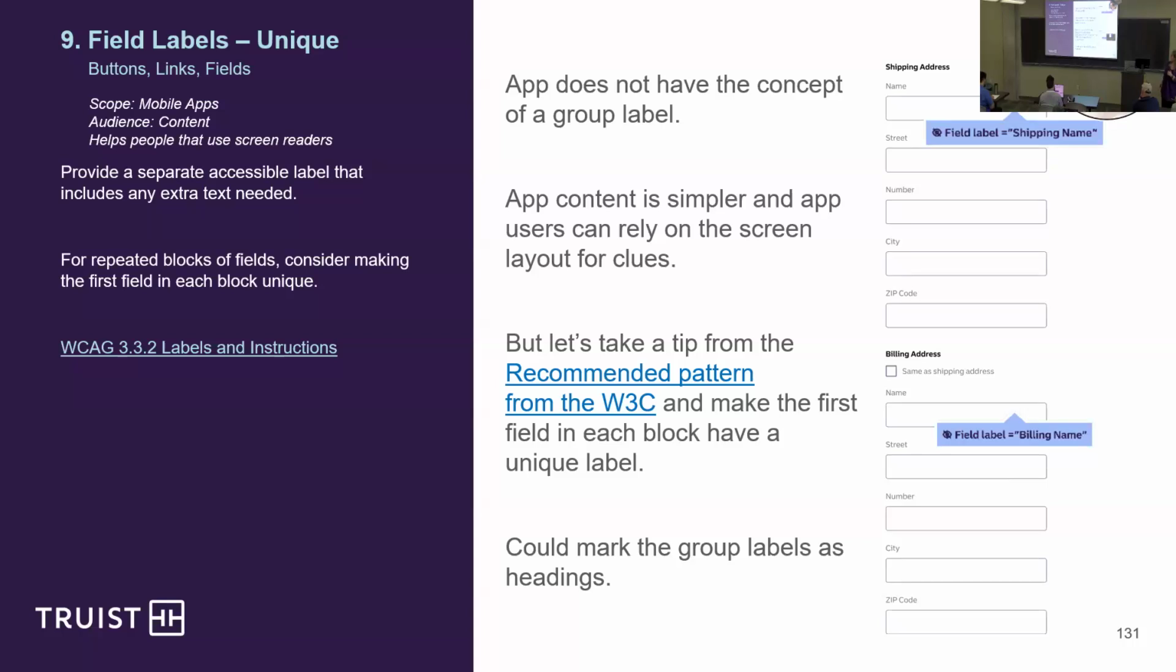And I fixed my last slide to make this, I've got the field labels wrong. It needs to be name for shipping address, because remember, the visible field label always needs to start the assistive technology label for speech recognition users. I fixed the last slide. I forgot to fix this one.